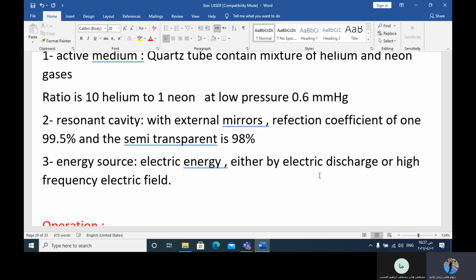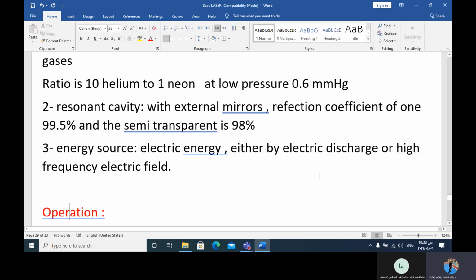and we can use electric energy in two different ways. It's either by electric discharge or high frequency electric field. Simply, to cause the atoms to be excited, we apply high voltage. If we apply high voltage, the atoms will be excited, and when they are excited, the lasing action will start. Now, these are the components of the helium neon laser.